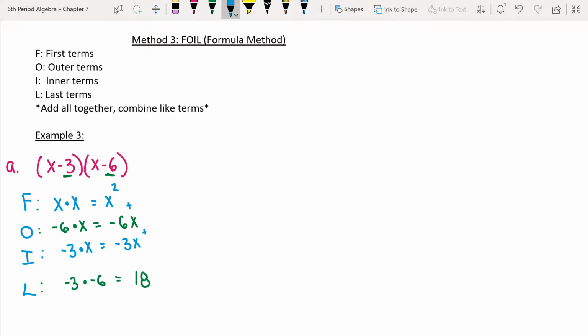So I'm just going to show a little addition symbol straight down. When I'm adding, my like terms only belong in the middle. It's technically the outer terms and the inner terms that are your like terms. Everything else does not have a like term or a partner here. So I start with x squared. When I combine -6x plus -3x, that's -9x, plus 18.